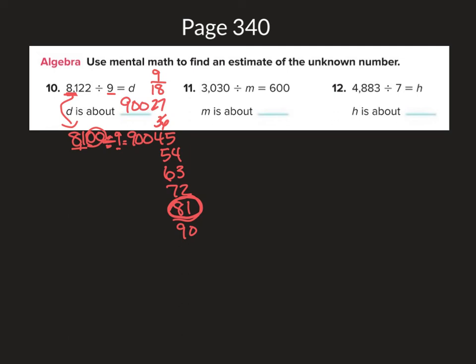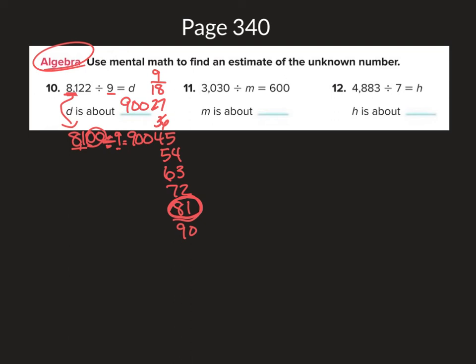It looks different. It says algebra. Oh no, isn't algebra scary? No. You've been doing it all along. Now, this is kind of interesting. Okay. So this is 3,030 divided by m is 600.